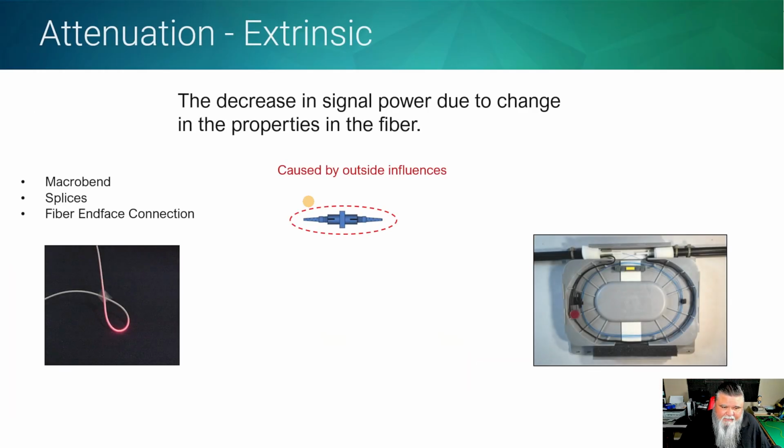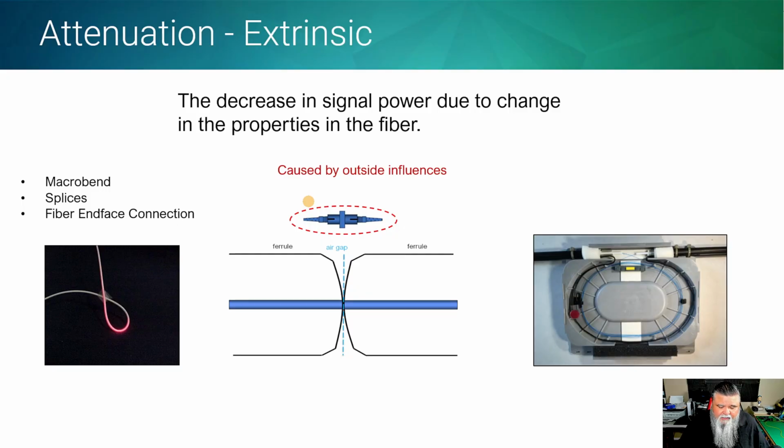There's also extrinsic or external attenuation. This is caused by pinches in the fiber, connectors, splices, and those things. Most connectors, you want 0.5 dB or better. And most splices, depending on which group you're in, could be anywhere from 0.1 dB or higher per splice. And so these are some things to look at.